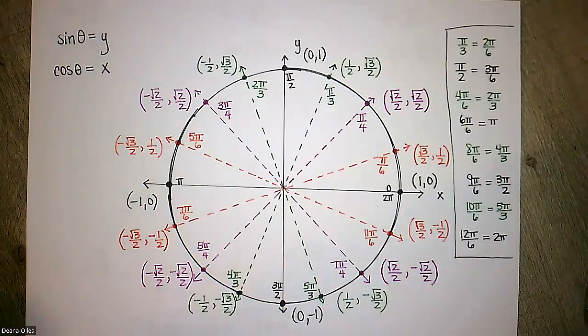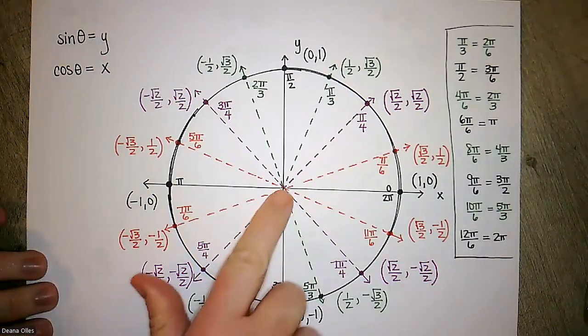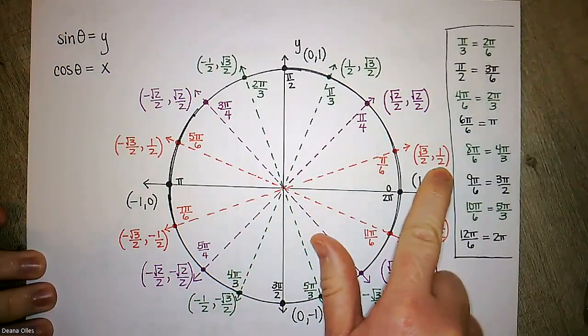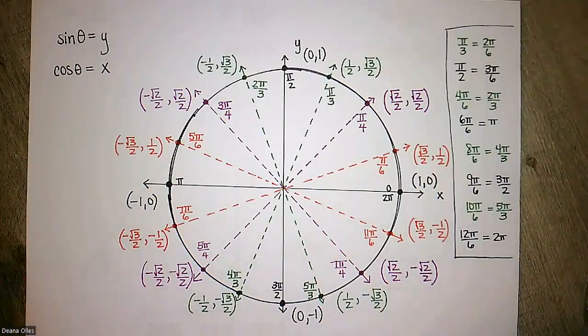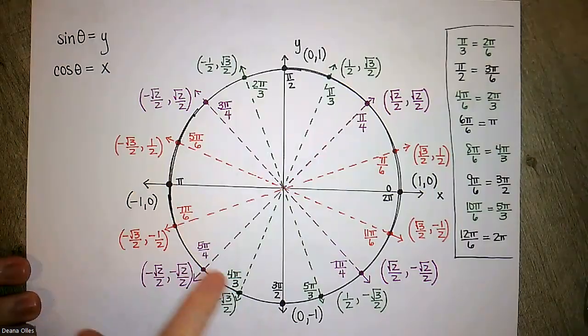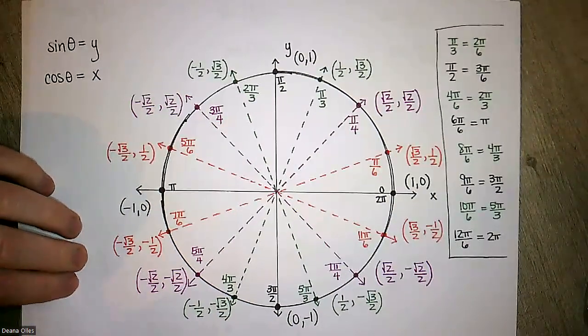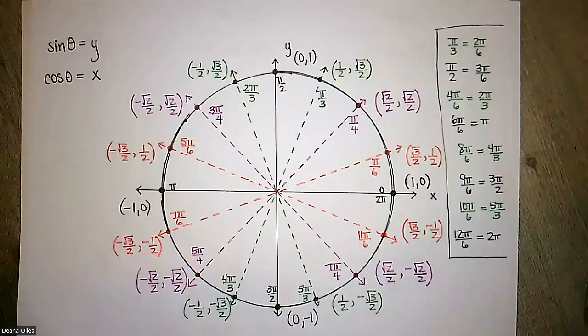So if I were to say, what is the sine of pi over 6? I would go to pi over 6 and find the y value, which is 1/2. If I wanted the cosine of 4 pi over 3, I would go to 4 pi over 3 and look at the x value. So that would be negative 1/2. Okay, so very, very easy to do as long as you understand where the unit circle is coming from.